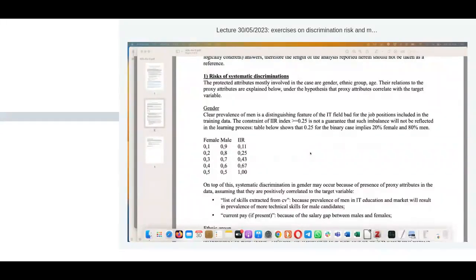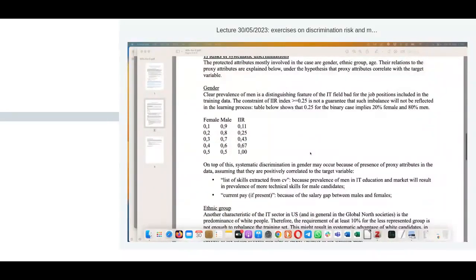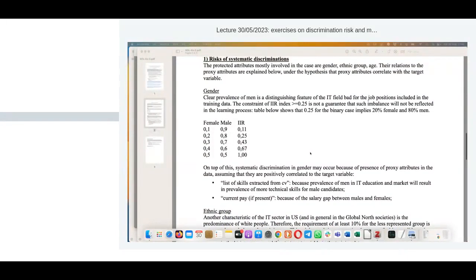Regarding the risk of discrimination, in the proposed solution, you will find 3 hypothetical risks of discrimination. The strongest one, and it was enough for the sake of the exam, is the discrimination about gender. This was required. An answer that didn't identify gender was not a 100% right answer.